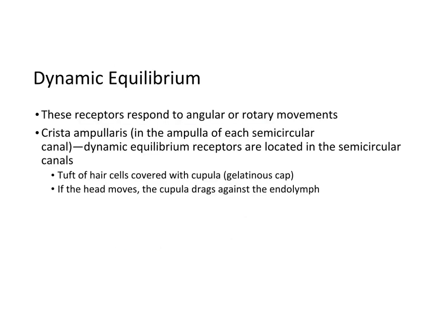The other part of equilibrium is dynamic equilibrium, and these receptors respond to angular or rotary motions. So there's a structure called the crista ampullaris. It's in the ampulla of each semicircular canal. So we'll talk about where that is in a second. And then there are dynamic equilibrium receptors in the semicircular canals. There are tufts of hair cells covered with something called a cupola or a gelatinous cap. And if your head moves, the cupola drags against a fluid called the endolymph.